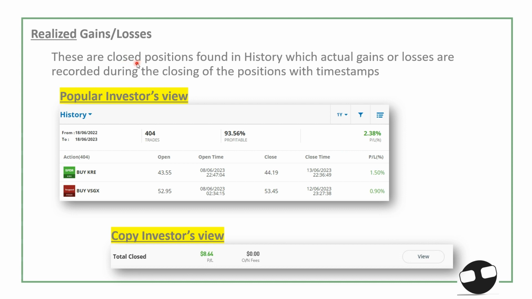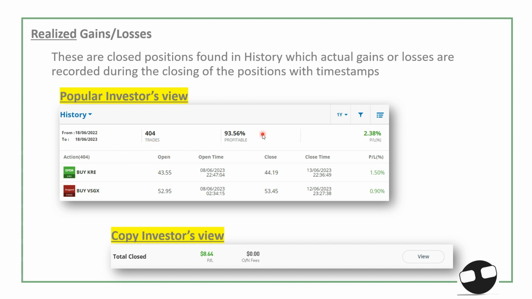These are closed, meaning they are already part of the trade history of the account, where actual gains or losses are recorded during the positions with their respective timestamps. You can validate this if you go to the trade history of the PI. You can see here, for example, 404 executed trades, 93% profitability, and the actual gains, meaning the realized gains, equivalent to 2.38. This is for a 1 year timeframe here, from June 18, 2022 to June 18, 2023.